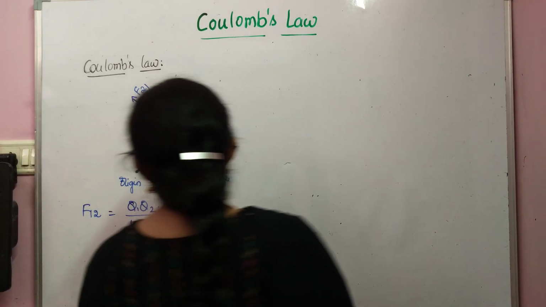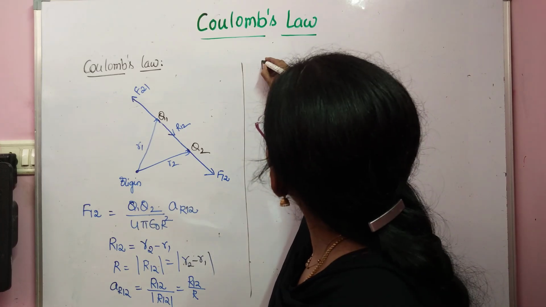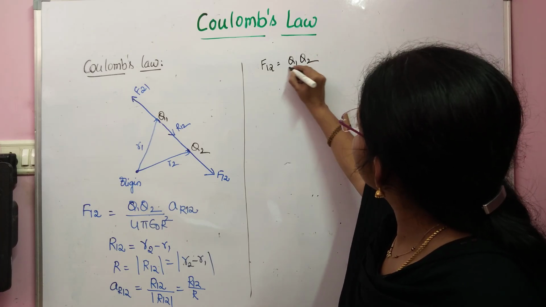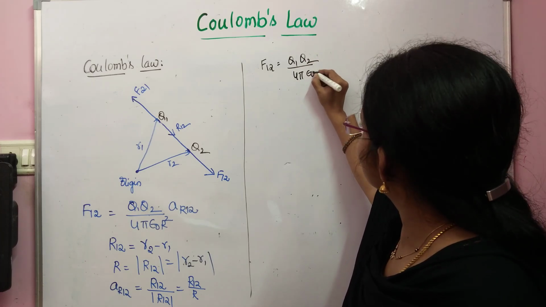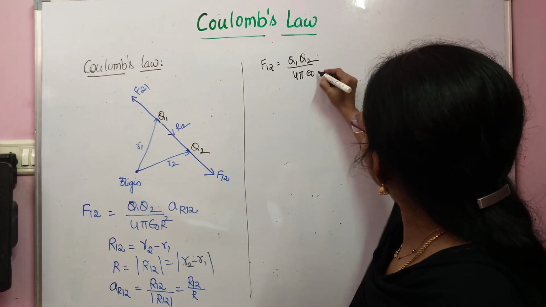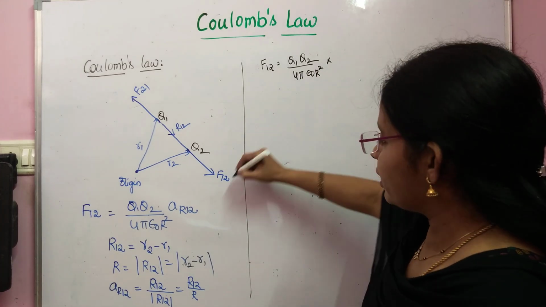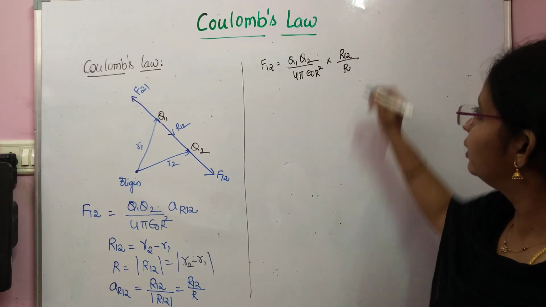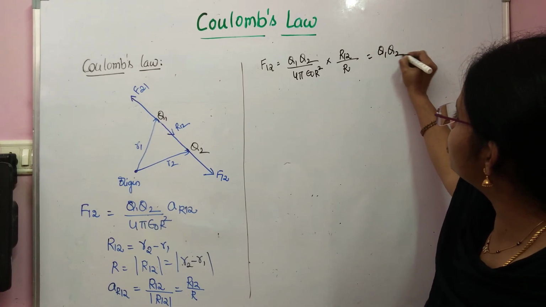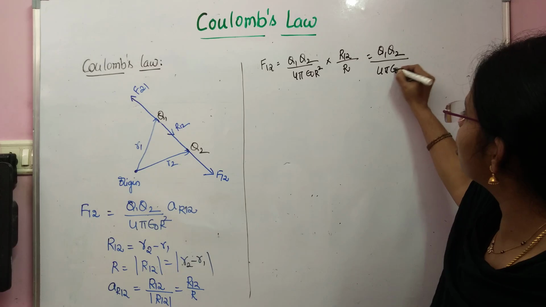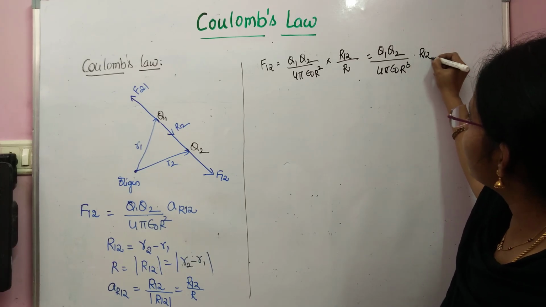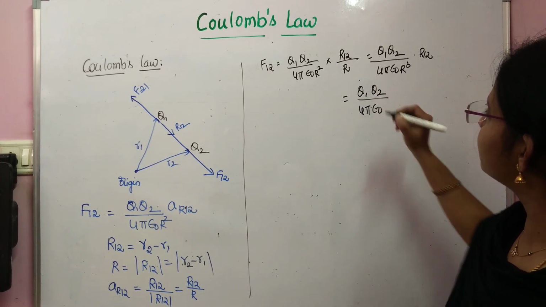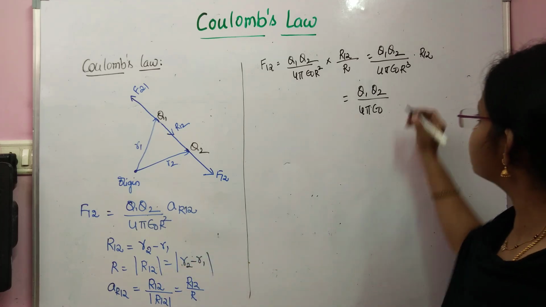Then we'll move to the equation. F12 is equal to Q1 Q2 by 4 pi epsilon naught R square into AR12, and your AR12 is R12 by R. Then it becomes Q1 Q2 by 4 pi epsilon naught R cube into R12. That is, Q1 Q2 by 4 pi epsilon naught R cube into R12, where R12 is R2 minus R1.